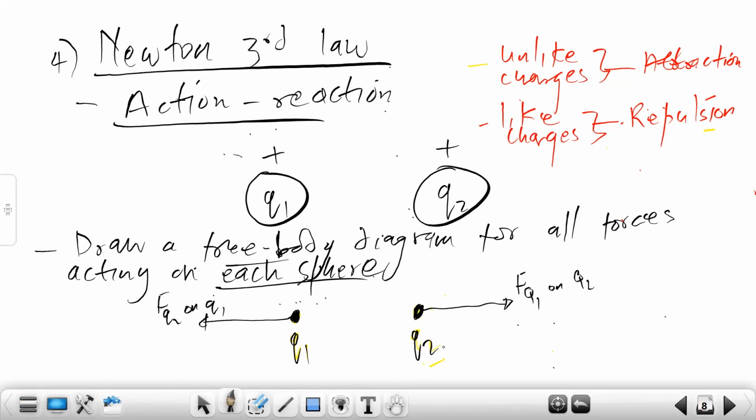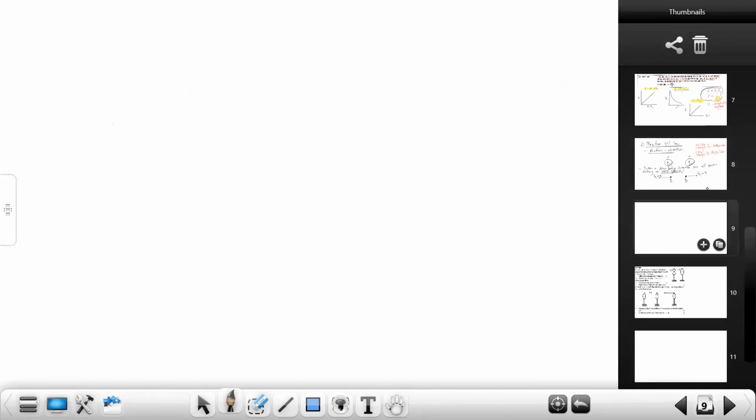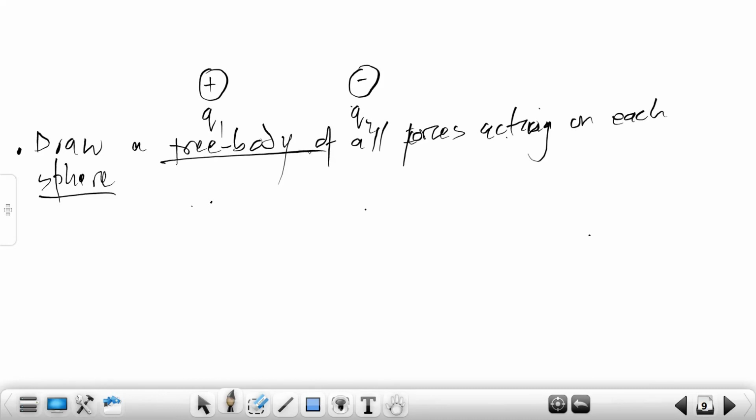But it's key for us to be in a position of saying, if this is the case, can I do it for attraction as well? If I want to do it for attraction, I must be in a position of saying, if I have a positive Q1 at a certain distance with a negative Q2, will I still be able to draw a free body diagram of all forces acting on each sphere?